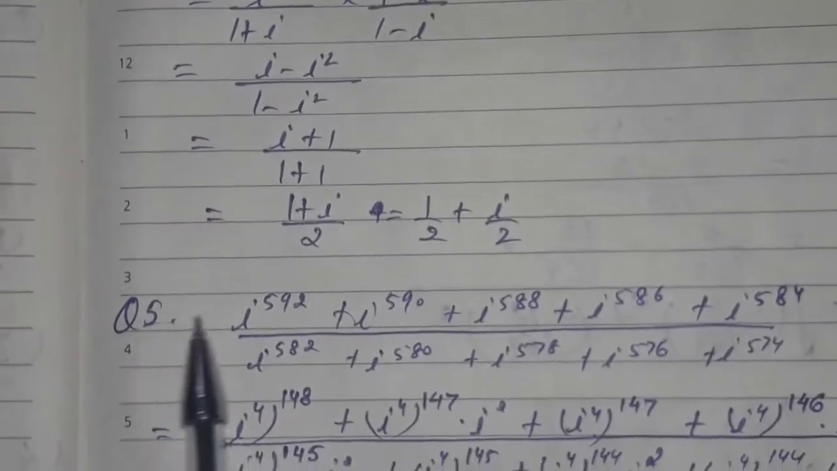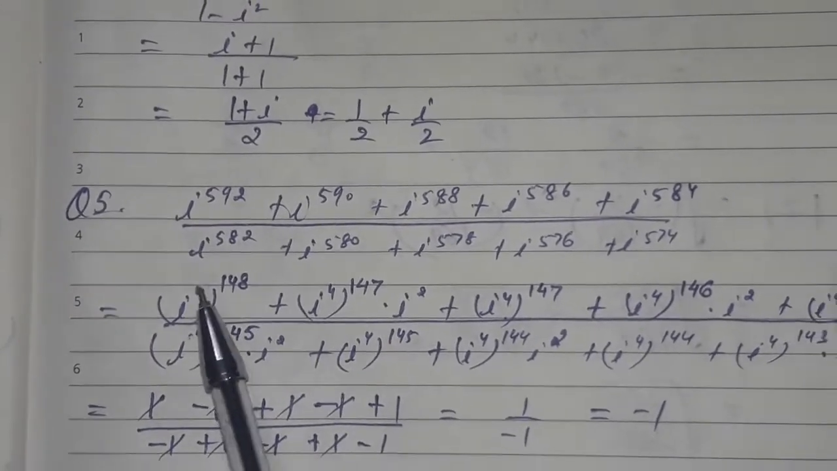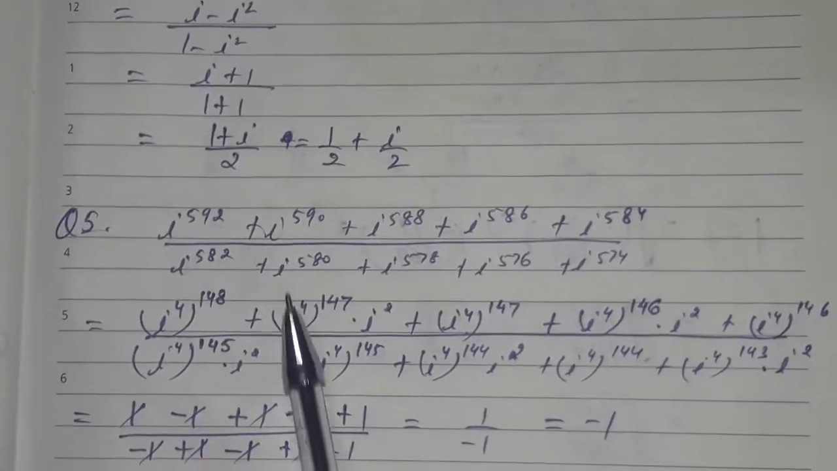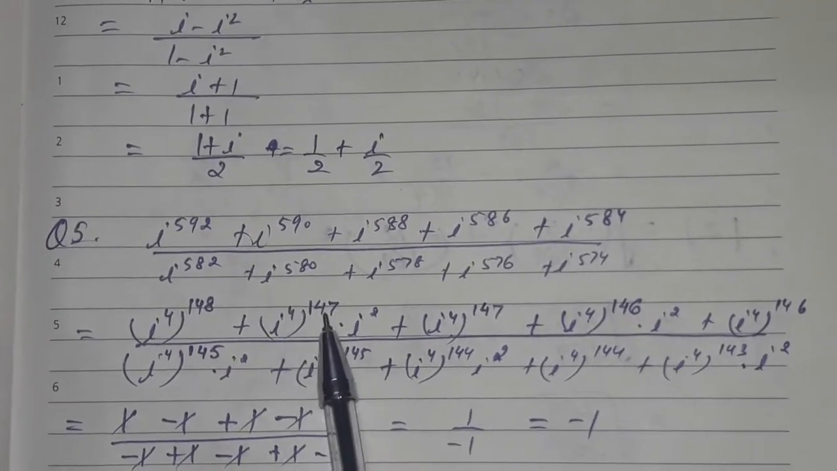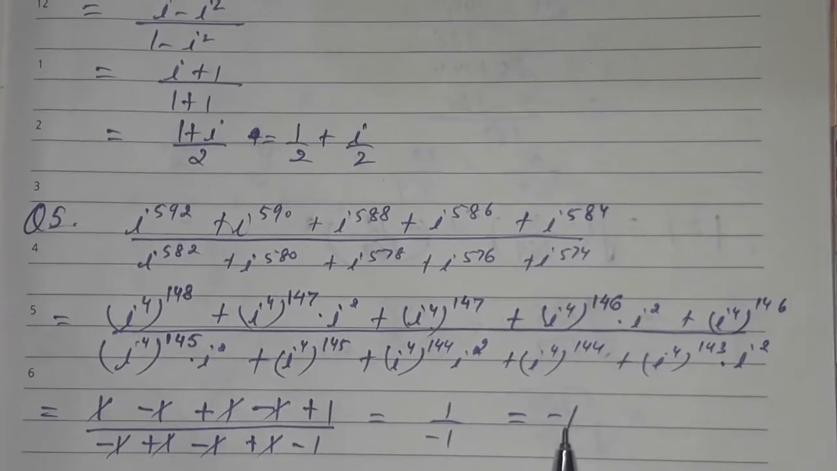Same is question number 5. Iota to the power 592 can be written as iota to the power 4 into 148. And 590 can be written as 4 into 147 into iota square, and so on. On solving, what value do we get? It is minus 1.